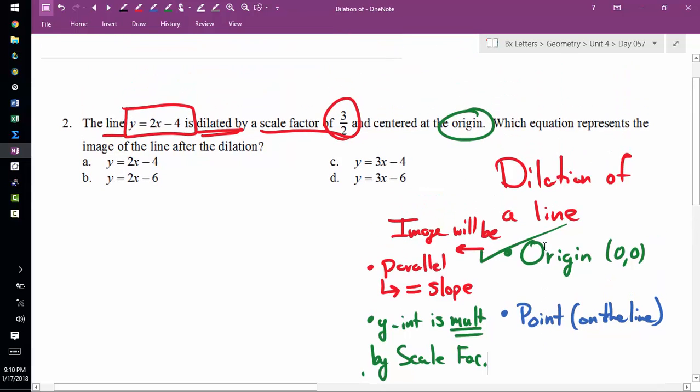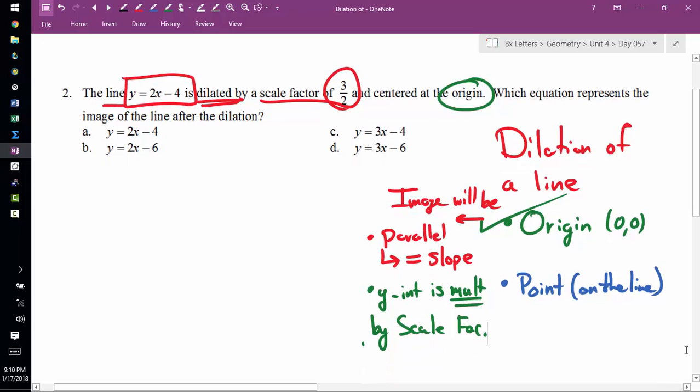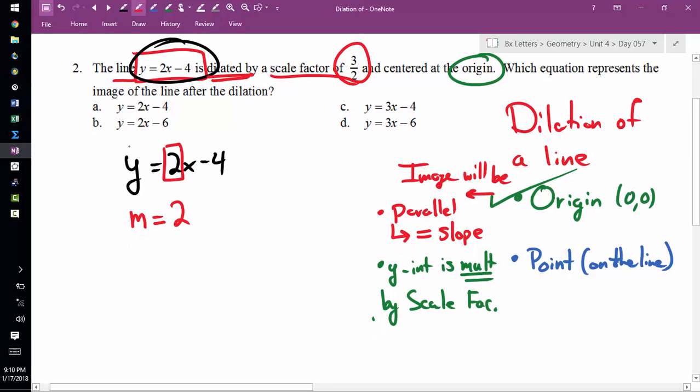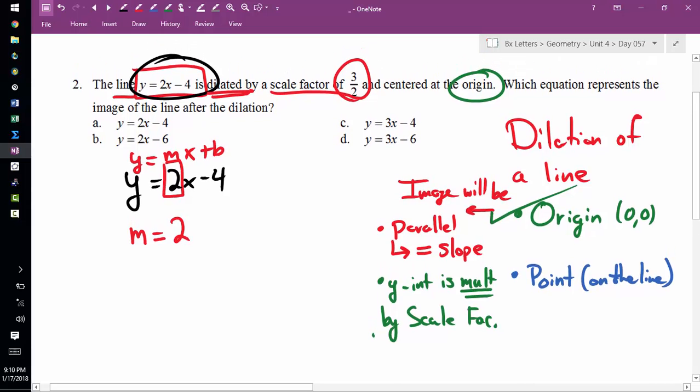Okay. So if we come up here and look at the equation they gave us, y equals 2x minus 4, I can tell that my slope is the coefficient on x, because it's in y equals mx plus b form. So I don't have to solve it at all. I can just look at that equation and say, oh, slope is 2. And the y-intercept is the constant at the end, including the sign. So the y-intercept is a negative 4.